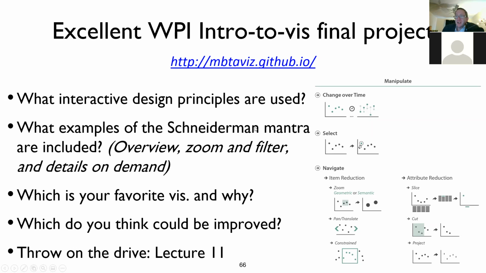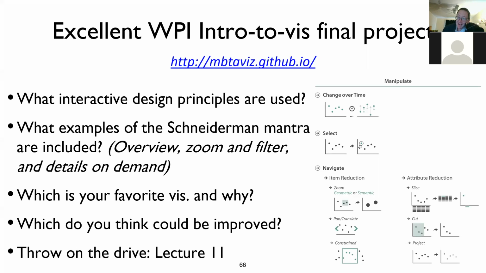What parts of Shneiderman's mantra of overview, zoom and filter, and details on demand are present? Overview gives me the general view of things. Zooming in, I choose a subset. Details on demand, do I see that at all? And which of these are your favorite visualizations? How do you think you could improve it? We're going to throw this in the Google Drive folder for lecture 11.